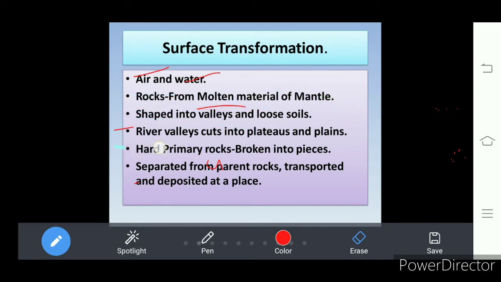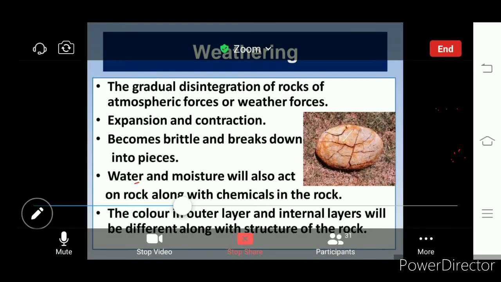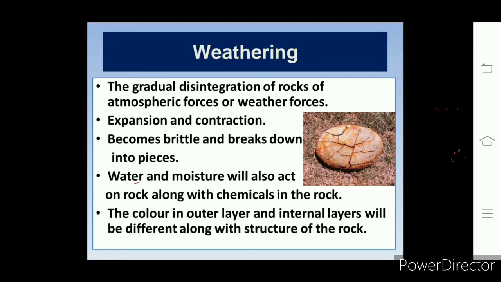Okay. And river valleys cut into plateaus and plains. So how does this work here, and what is that process we call here? Denudation process. And in that, certain stages are there, that is weathering, erosion, transportation and deposition. Let us see what is weathering.